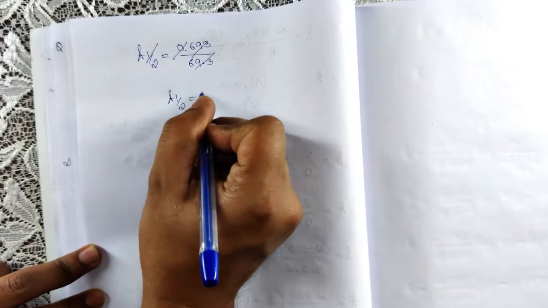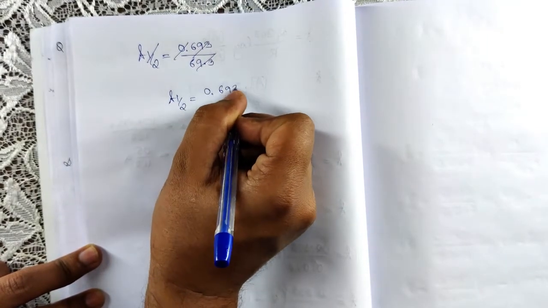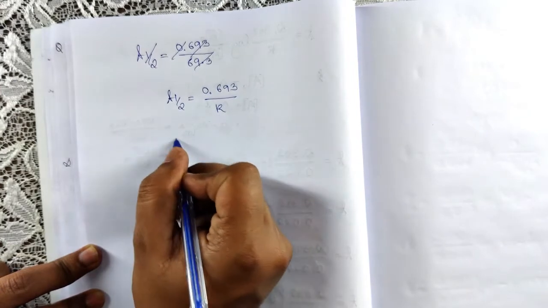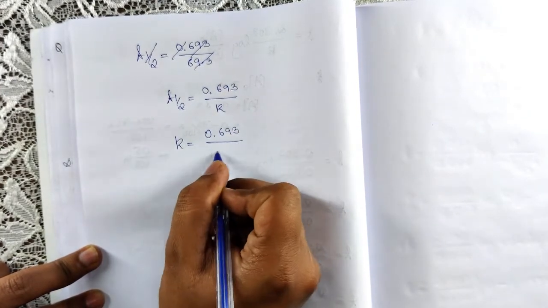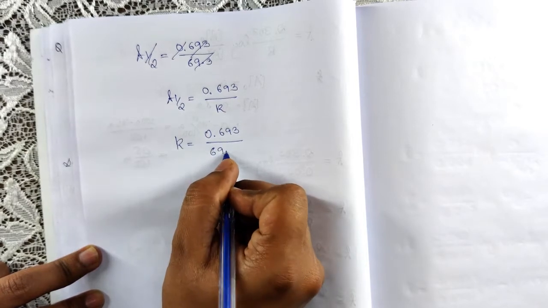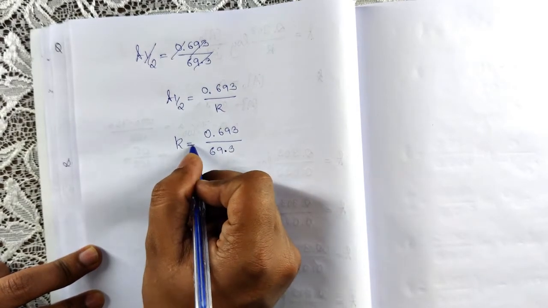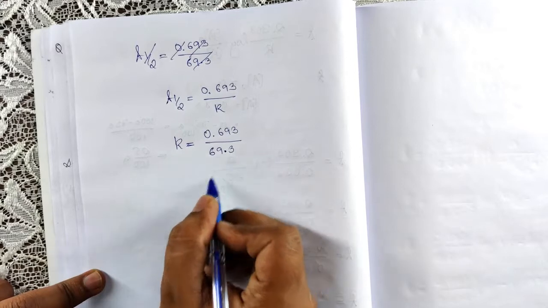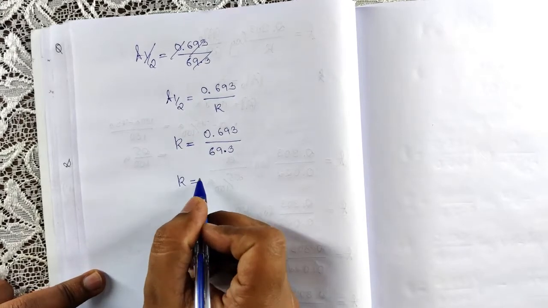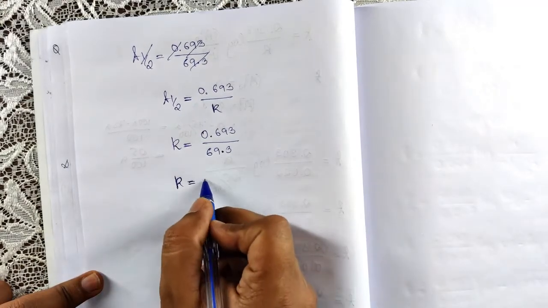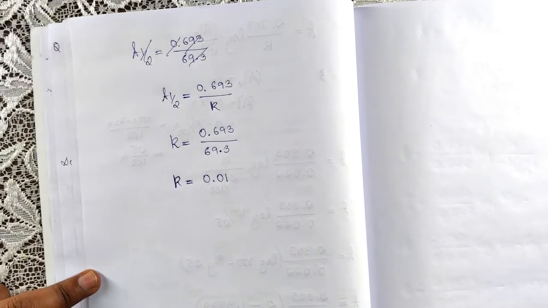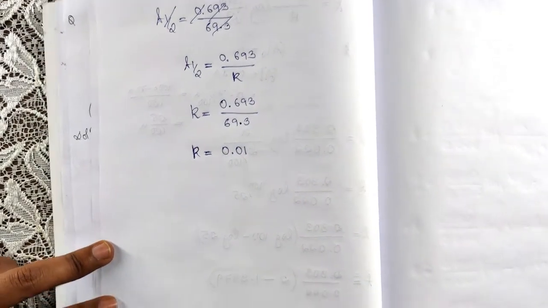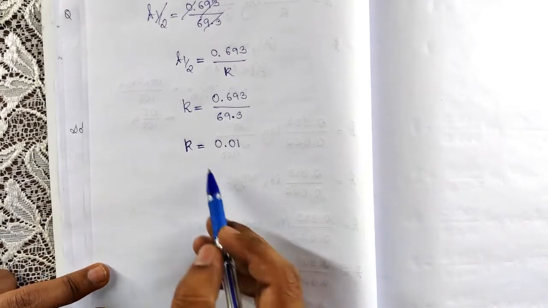t half is equal to 0.693 by k. So k will be 0.693 by t half. What is t half? 69.3. Why? Because for this 50% completion, this is the time. So if you divide this, you will get 0.01. So now we get k.